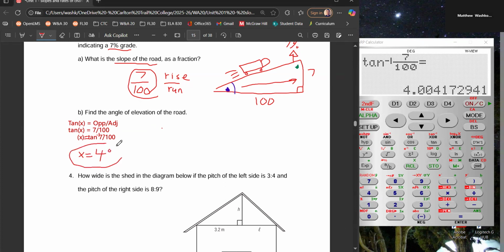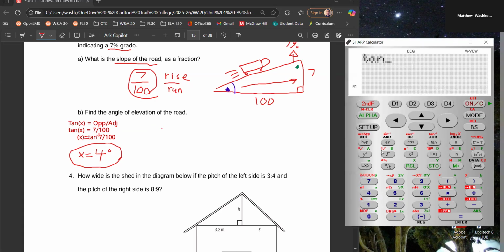But think about it. Your roads aren't that steep, so that makes some sense. Now, if you had not done that -1 thing, let's say you forgot to do second function, that's not right. If it's smaller than 1, if it starts with a 0, you probably forgot to use the second function key. So the angle of elevation, this blue angle, is 4 degrees.